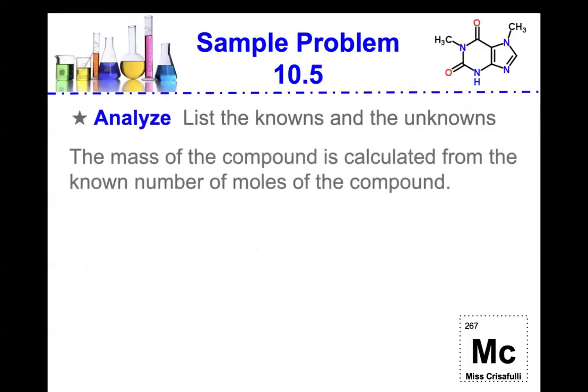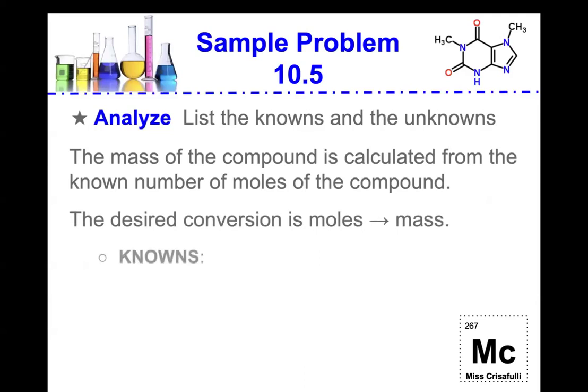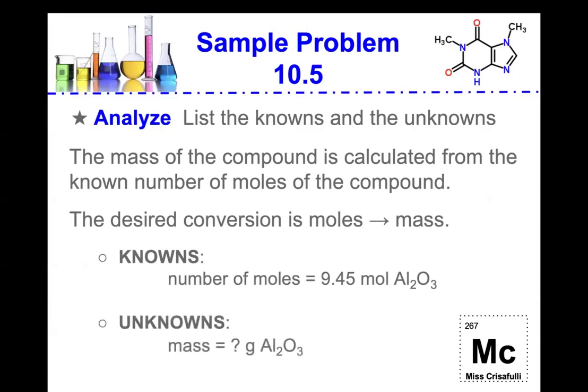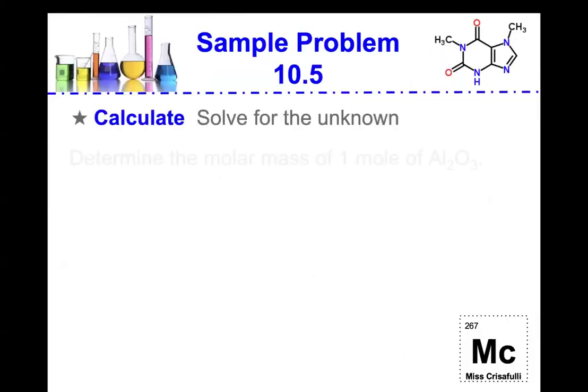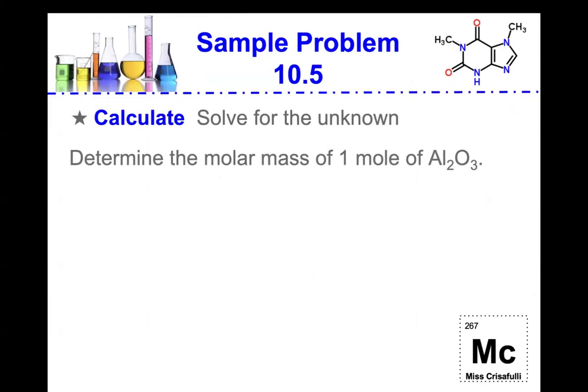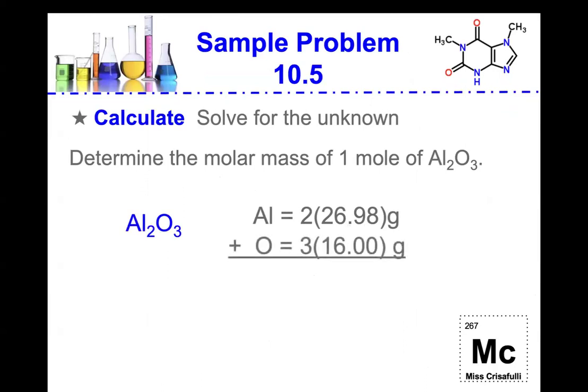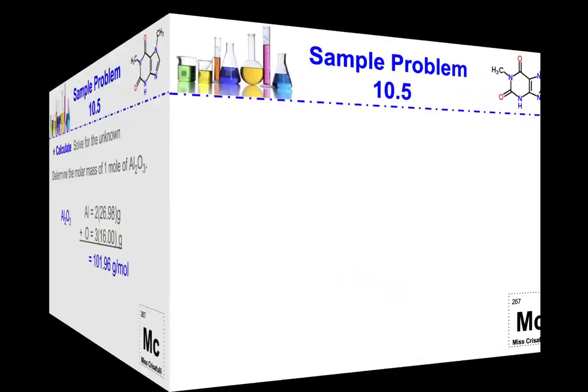So we list the knowns and unknowns. The mass of the compound is calculated from the known number of moles of the compound, and the desired conversion is moles to mass. So the known is the number of moles, which is 9.45 moles of aluminum oxide, and the unknown is the mass in grams of aluminum oxide. To solve for the unknown, we need to determine the molar mass of 1 mole of aluminum oxide. So in aluminum oxide, there are 2 atoms of aluminum, and each has a mass of 26.98 grams that you can get from the periodic table, plus 3 oxygens, and they're each worth 16. So we're taking 2 times 27 about, plus 3 times 16 to get the molar mass of 1 mole of aluminum oxide, which is 101.96 grams per mole.